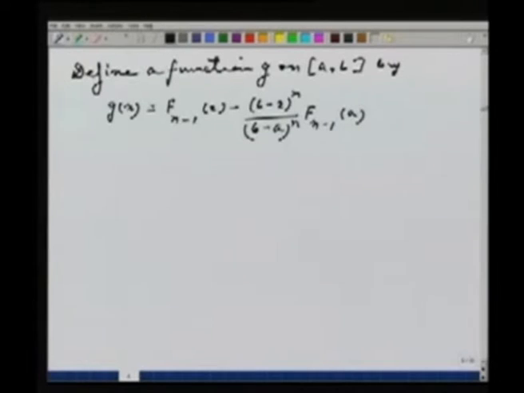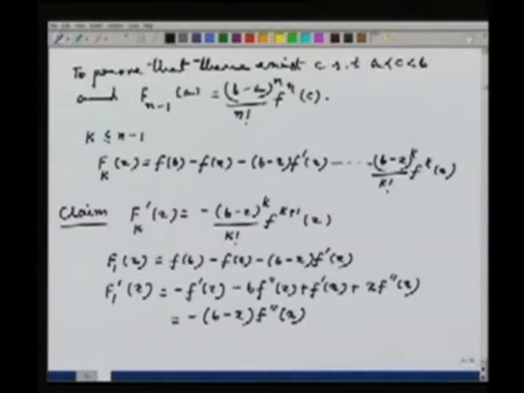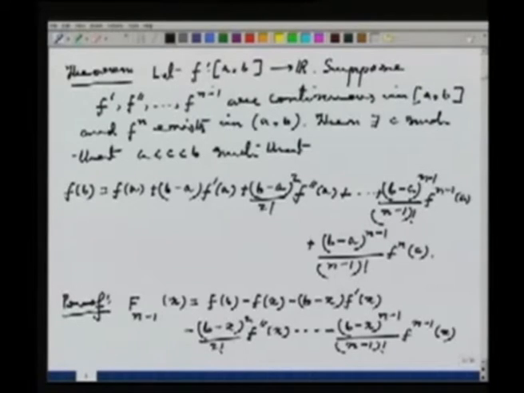Now clearly g is a differentiable function. And then we check certain things here, that what is g(b), that is F_{n-1}(b), because the other term is 0, b minus b, which is 0. So I just get F_{n-1}(b). But now let us look at the formula for F_{n-1}(b). The written formula, if I put x to be equal to b, I can certainly see from this formula that F_{n-1}(b) is 0. So this is equal to 0.